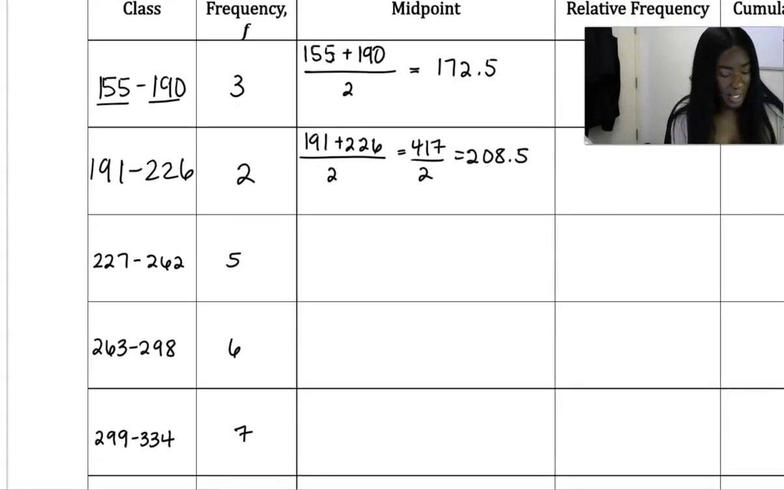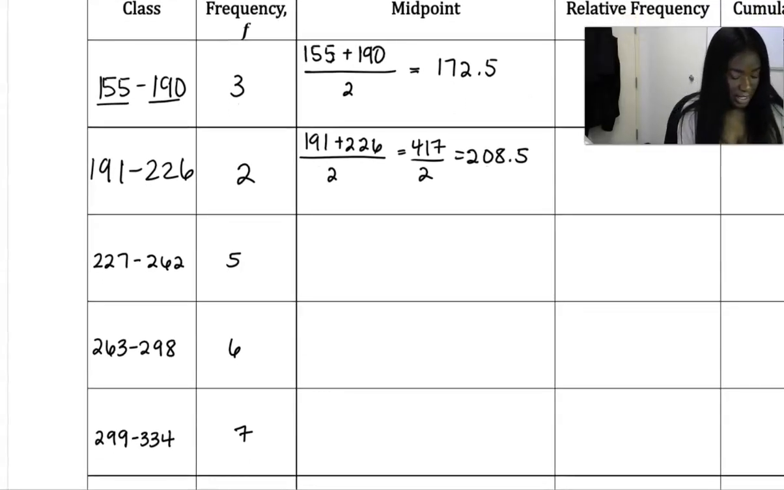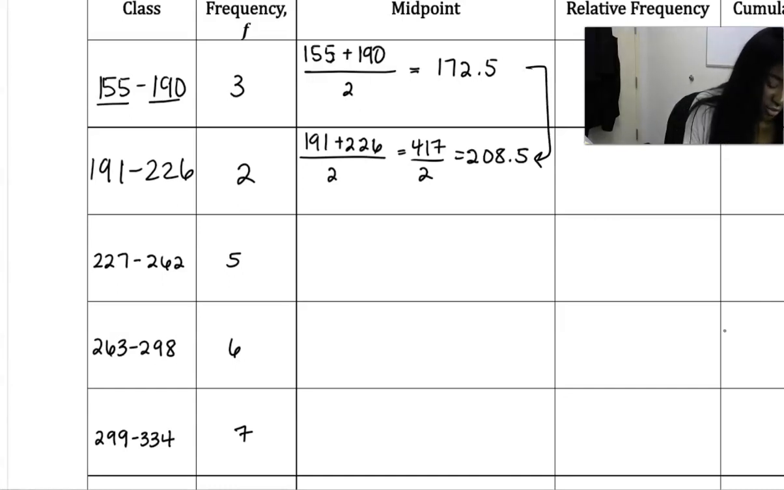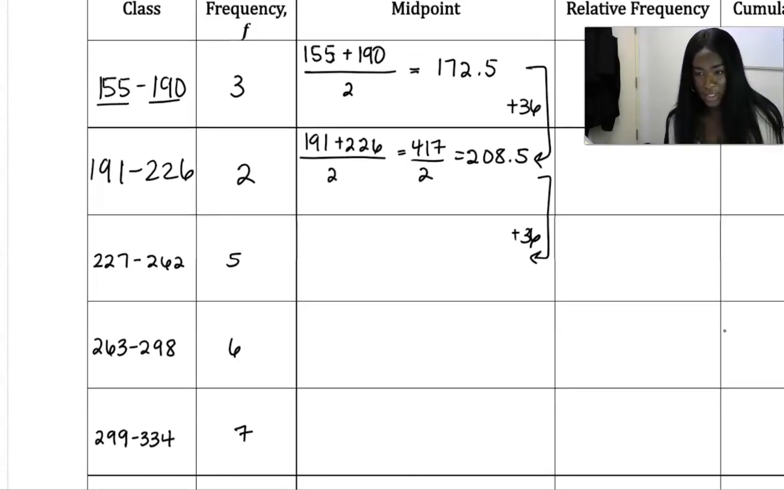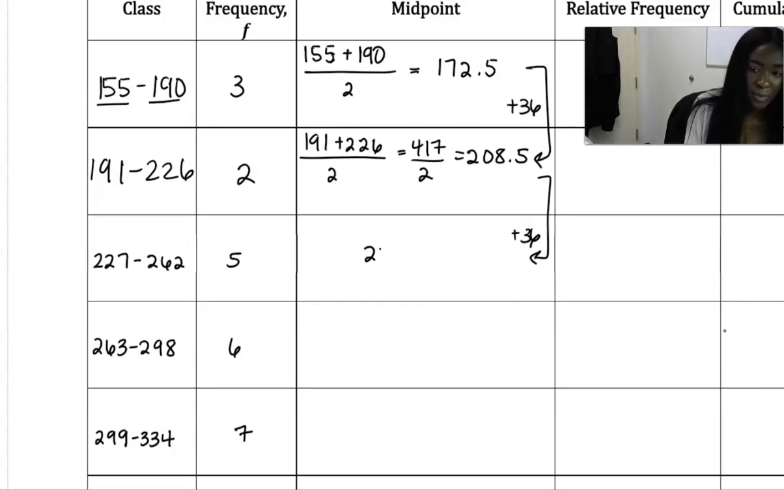You might notice something. If you look at the difference between the second midpoint of 208.5 and 172.5, the first midpoint, you'll see that their difference is actually the same thing as the class width of 36. So once you have one midpoint, you can just continue to add the class width the same way that we were just adding the class width before to find the rest of the midpoints.